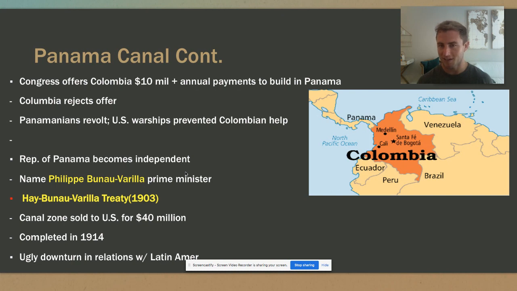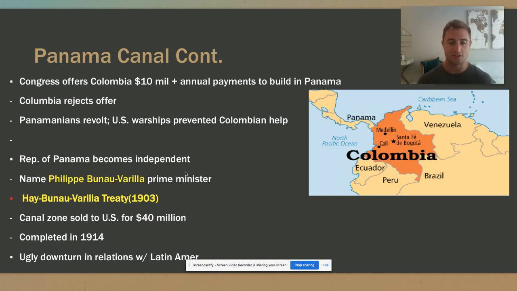It is completed in 1914, the first year of World War I. Now this becomes an invaluable economic asset to the United States, because now you won't have to sail all the way around South America to make it over to the eastern part of the United States, which of course is tremendously important for transportation, for shipping, for military reasons.